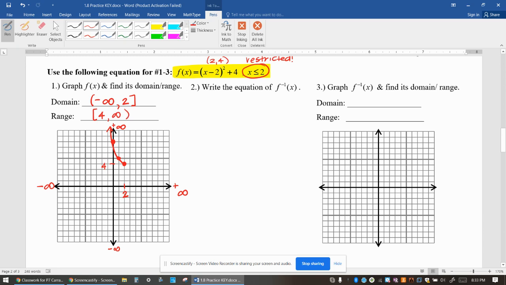Okay, now they want us to write the equation of the inverse of f of x. So make sure that when you write your final answer, that you also pay attention to the restriction that was originally given in the function, okay? Because we're not finding the inverse of the entire parabola, we're just finding the inverse of the piece that was to the left of 2. So the piece that was x less than or equal to 2.